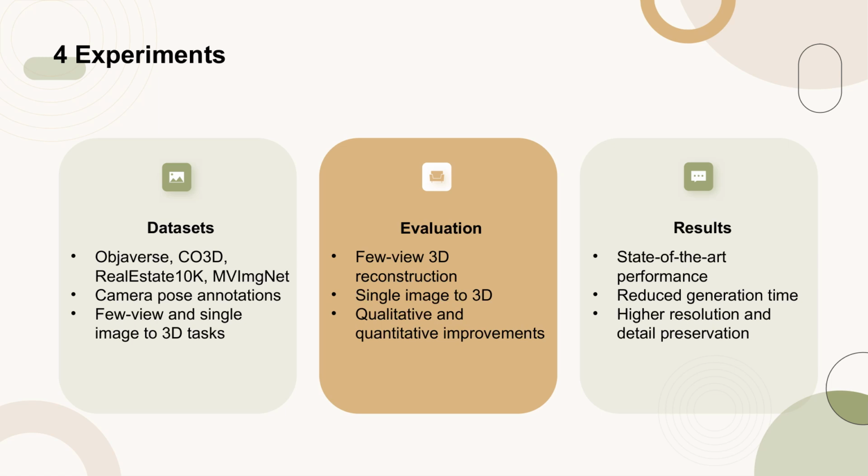The experiments in this study were conducted using 4 datasets with camera pose annotations: Objaverse, CO3D, RealEstate10K, and MVImgNet. The CAT3D model was evaluated on 2 main tasks: few-view 3D reconstruction and single image to 3D generation. The results demonstrate significant improvements in both qualitative and quantitative metrics compared to previous methods. CAT3D achieves state-of-the-art performance across various settings, reducing generation time from hours to minutes. Additionally, the model produced higher resolution results with better detail preservation, particularly in unobserved regions.